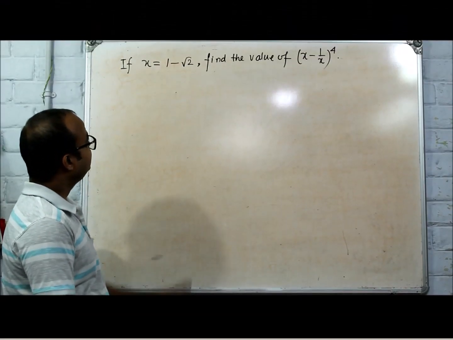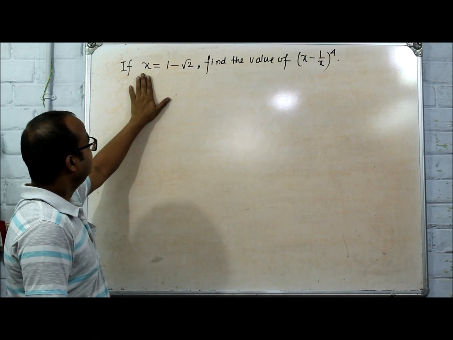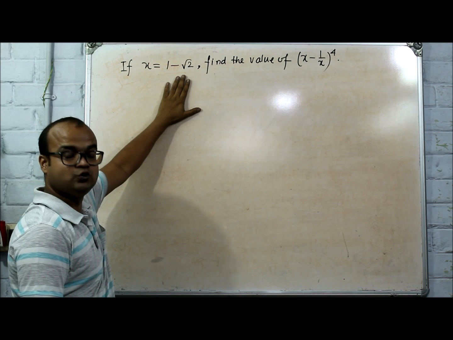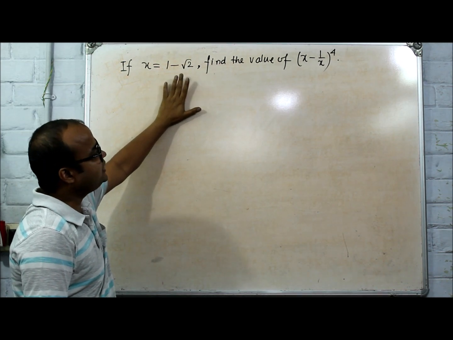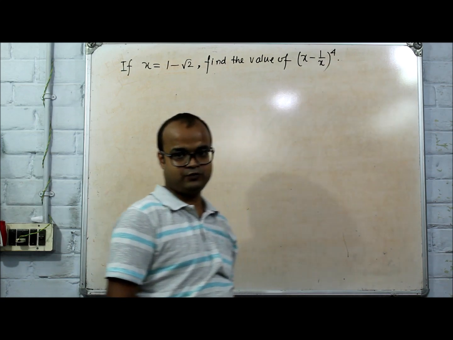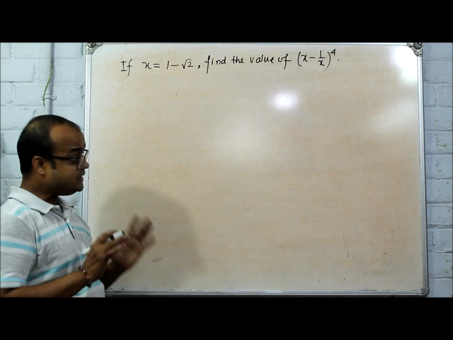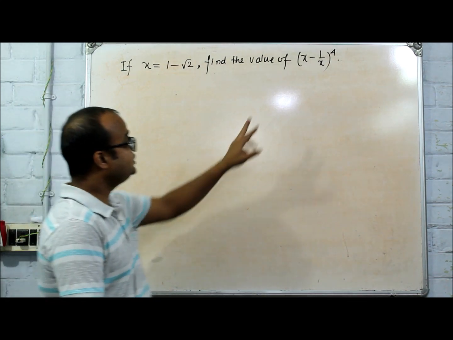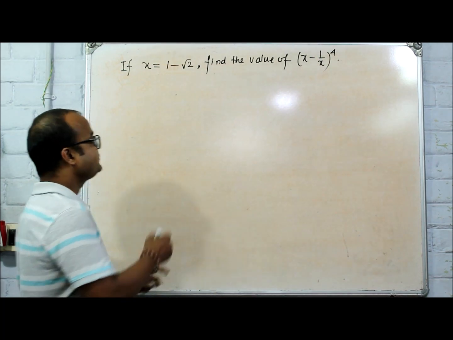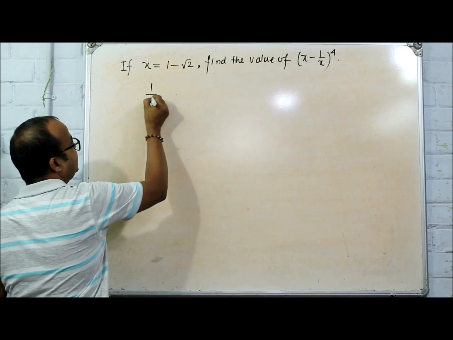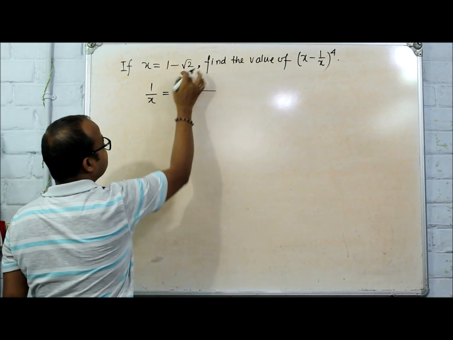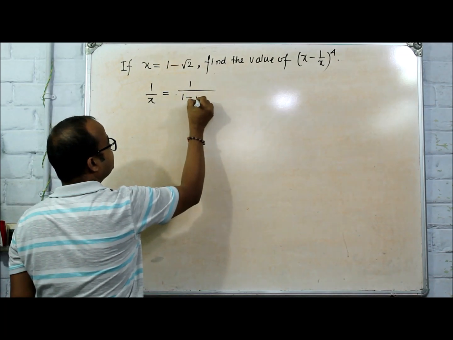Now we'll discuss: if x is equal to 1 minus root 2, we have to find out the value of x minus 1 by x to the power 4. Now, in this sum, first we find out the value of 1 by x. So 1 by x is equal to 1 by, in place of x, we substitute 1 minus root 2.